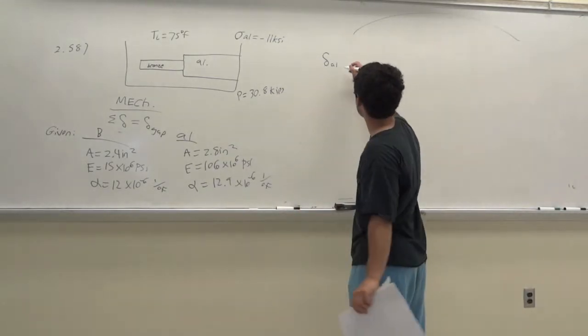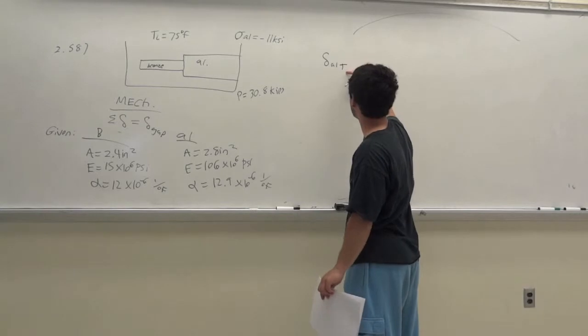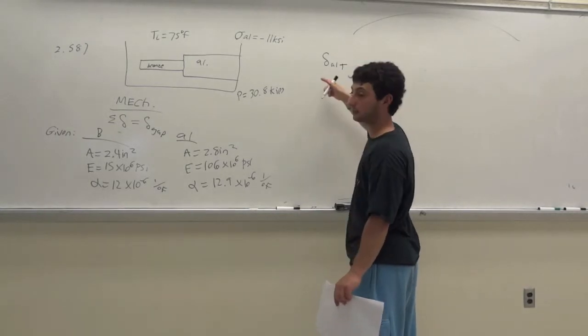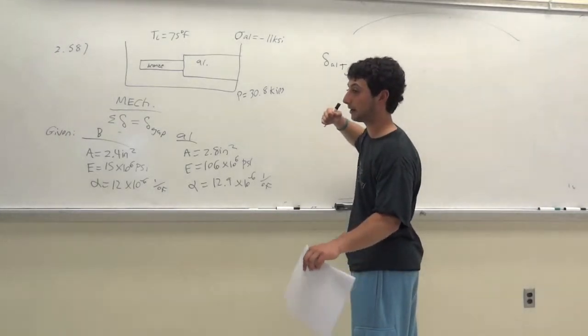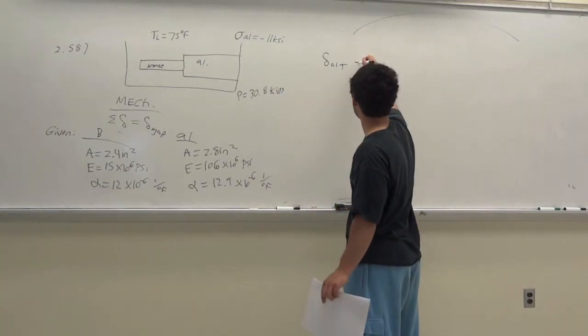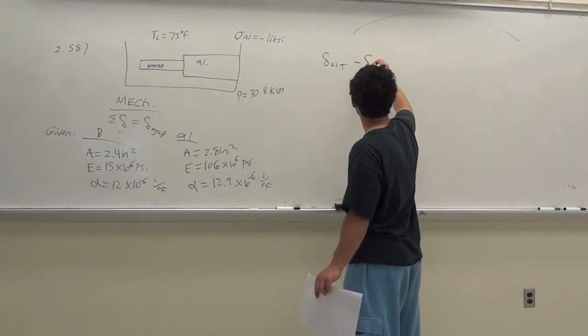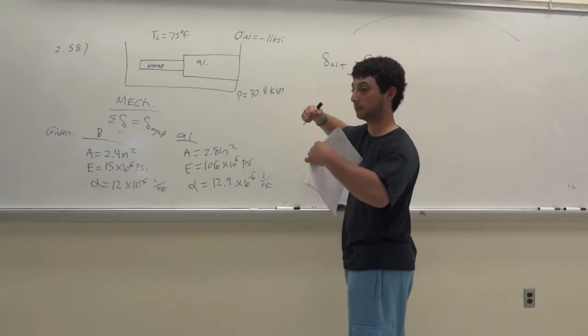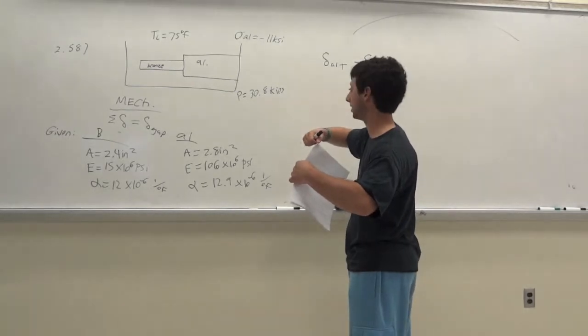So you have delta aluminum for the thermal expansion, and that's positive, right? Because it's expanding. But after the gap closes, it's going to try to get compressed, right? So you have to add another term. You have minus delta AL from the mechanical. The mechanical delta is the PL over AE.